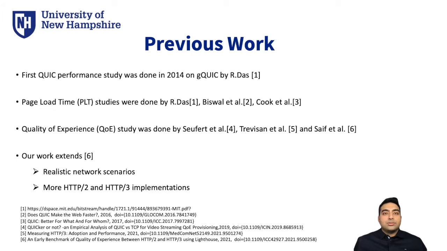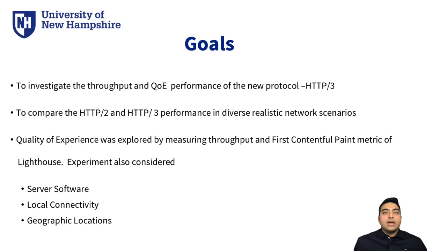Now we look at the goal of our experiment. In our experiment, the goal was to do an empirical study of quality of experience under realistic network scenarios. We see how local connectivity, server locations, and server software impact the protocol performance among different HTTP3 and HTTP2 servers. The experiment was necessary to understand how well the new protocol performs in different realistic scenarios and compare the results with highly optimized HTTP2 implementations.